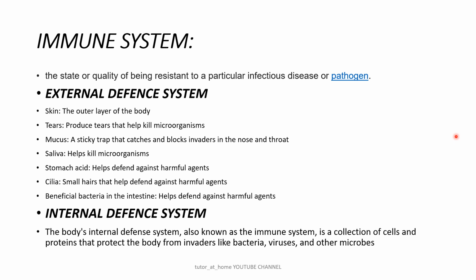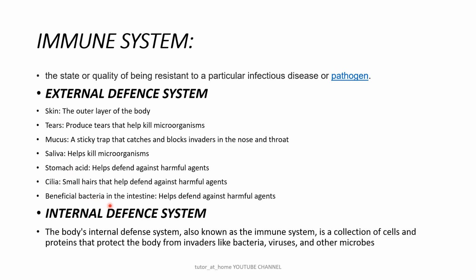It could be of two types: external defense and internal defense. The external defense is basically the physical barrier against pathogens entering the body. The basic components of this external defense system are the skin, tears, mucus, saliva, stomach acid, cilia, and beneficial bacteria in the intestines. They are the physical barriers which prevent the pathogens from entering the main bloodstream, or the inner aspects of your body.